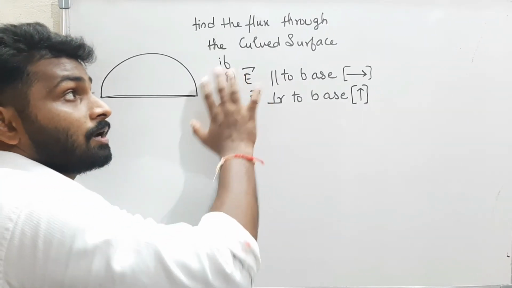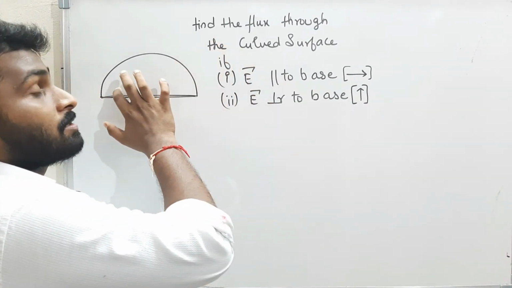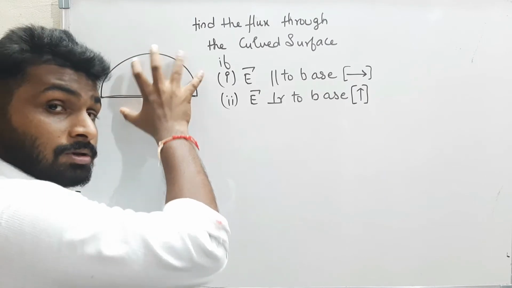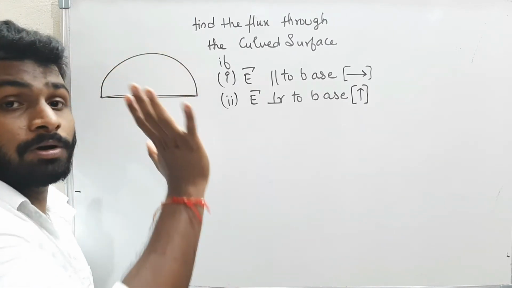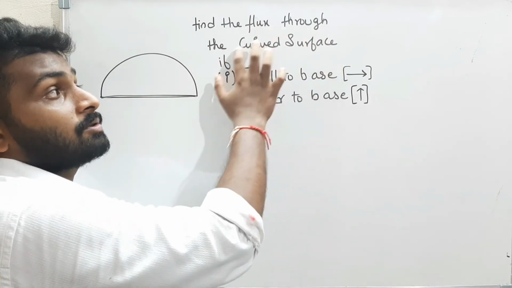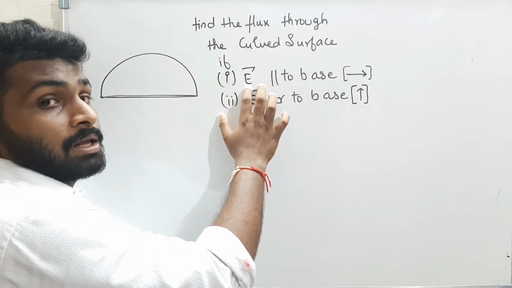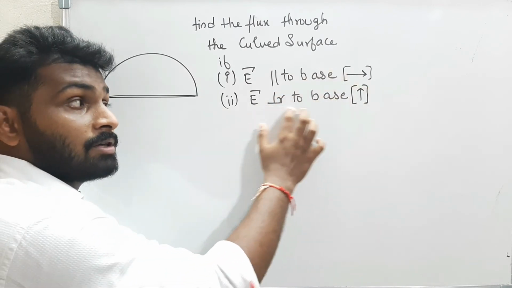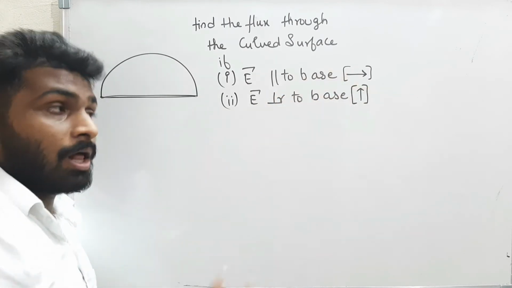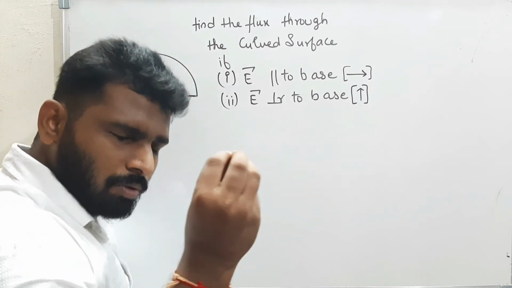Now see here. There is a semi-spherical closed body, and they ask us to find the flux through the curved surface if the electric field is parallel to the base, and second, if the electric field is perpendicular to the base. Now before this, you have to know a small concept.